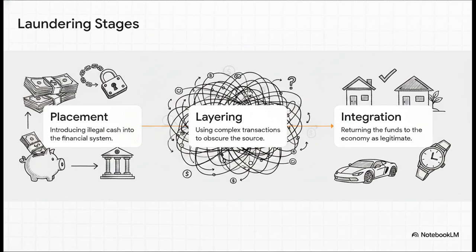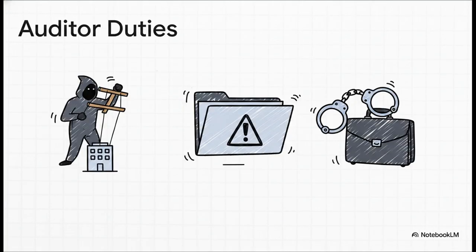Criminals usually follow a pretty specific three-step playbook to wash this illicit cash. Step one is placement. And this is actually the riskiest phase for the criminal, where they physically introduce illegal cash into the financial system. Step two is layering. They use these dizzying, complex webs of wire transfers and transactions to totally obscure the original source of the money. And finally, step three is integration. The funds are returned to the regular economy, maybe through buying real estate or luxury assets, so they appear completely legitimate.